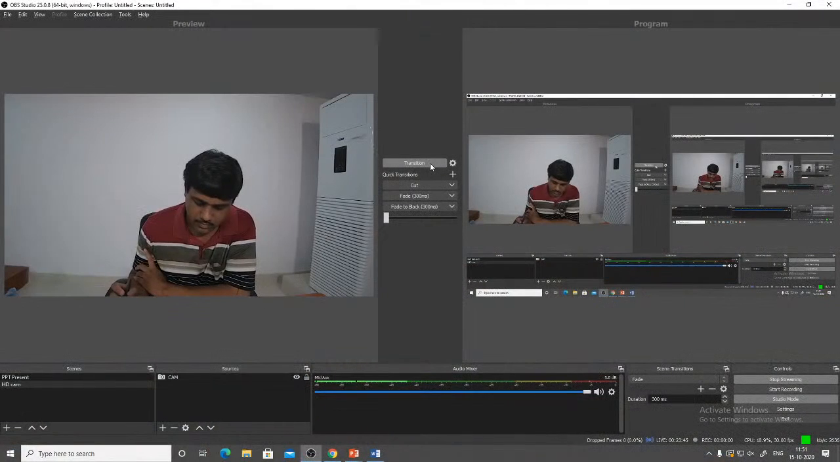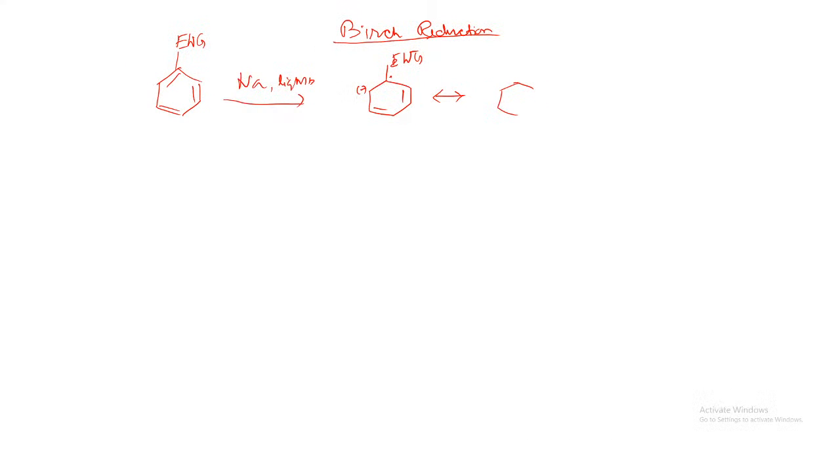and this minus goes to the para position, and then because this is the maximum, they should stay apart. So that's why this radical anion stays apart, and now your protonation will happen. So suppose if you use ROH, now your protonation will happen at the para position. So that's called the para protonation.